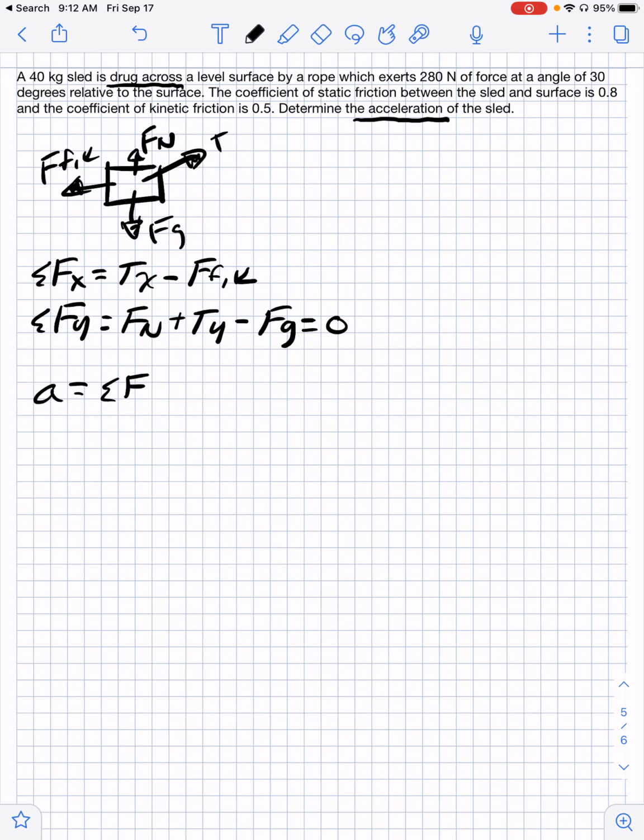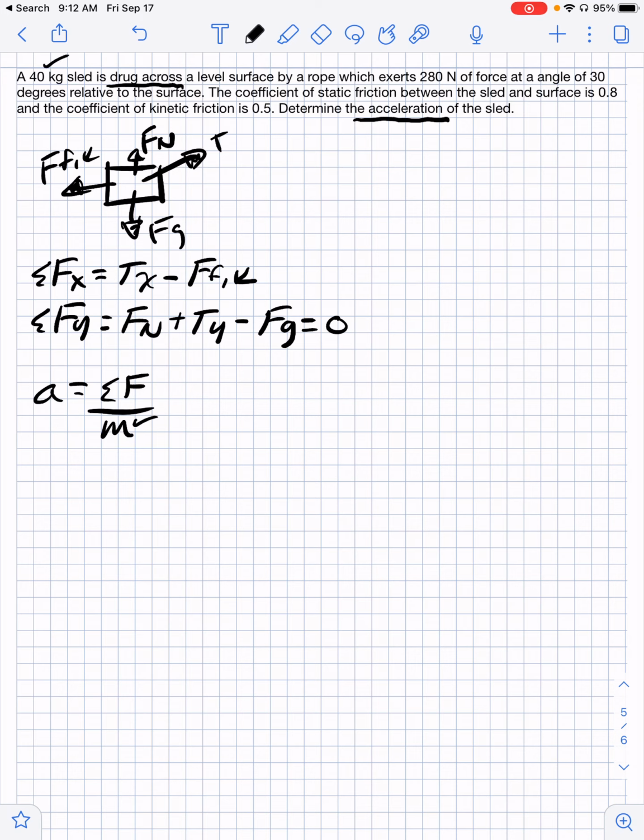They gave me the mass, so I'll check that off. We have that. So I need to figure out the net force in the x direction. To figure out the net force, there's a few things we're going to have to do. We need to figure out friction and Tx. We have to find both of those before we can determine the net force. So let's go ahead and start.